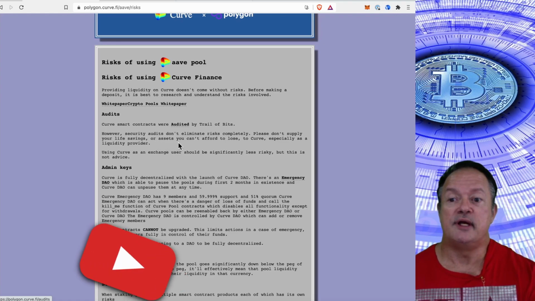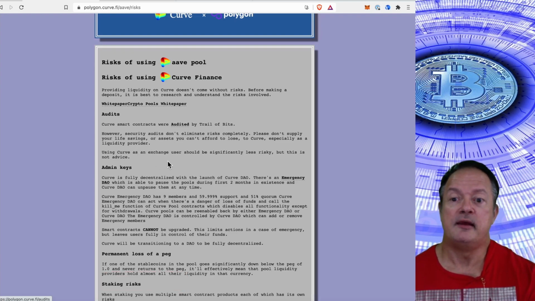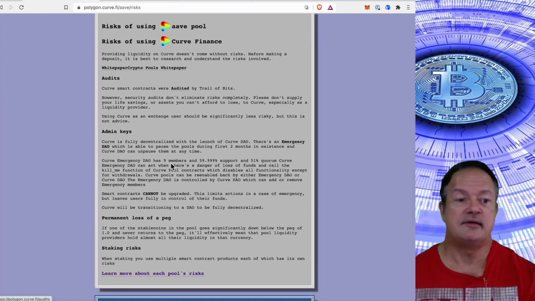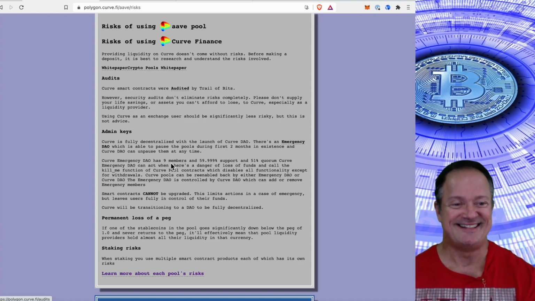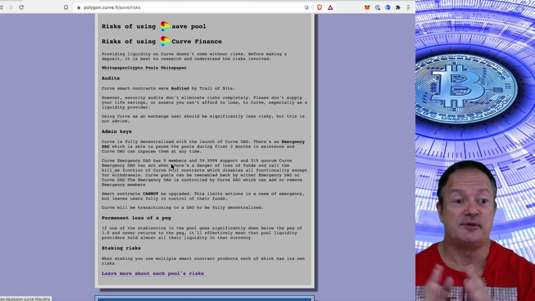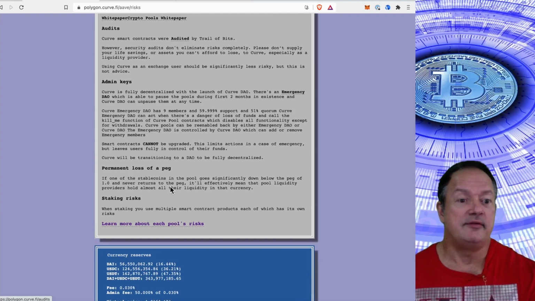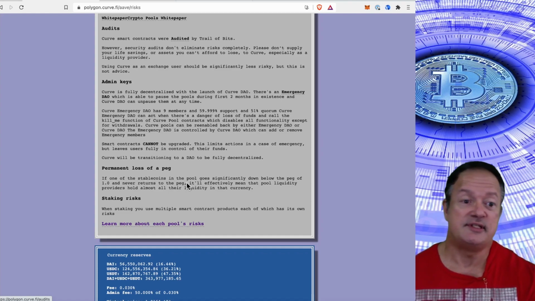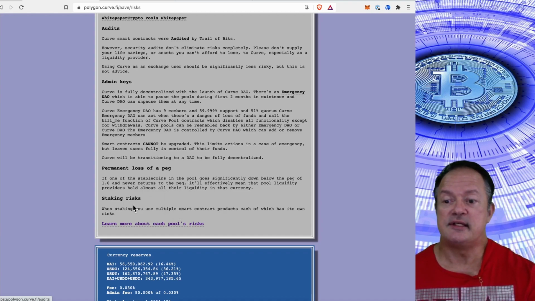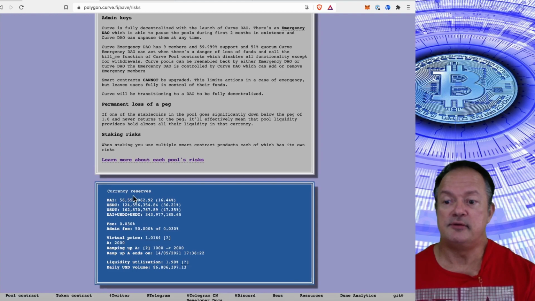Or assets that you cannot afford to lose, especially as a liquidity provider. So what you should do is use funds that you can afford to lose. If something goes bad, if a hacker hacks into Curve and takes the money and runs, you're not going to die tomorrow, because you only use assets that you can afford to lose. Then they talk about the loss of peg. If DAI loses its peg against the dollar, or USDC, USDT, whatever, they're talking about that risk and so on. You can read about all the details here. Here they've got the reserves and so on.